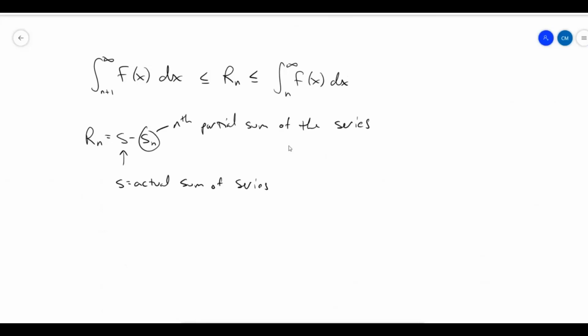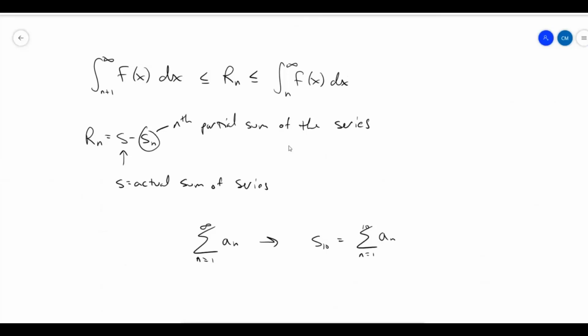Remember, the nth partial sum of a particular series is just if, instead of going to infinity on the series, you stop at some finite number, right? So suppose I have a series an, the 10th partial sum would be S10. S10 is equal to this. I would stop at 10, and that would give me the first 10 terms of the series added together.